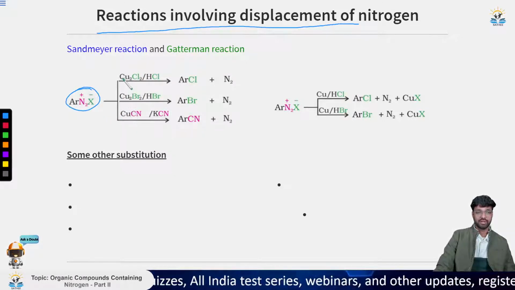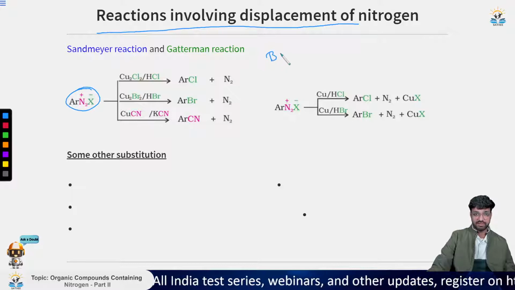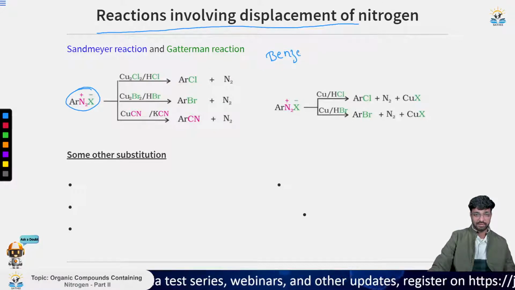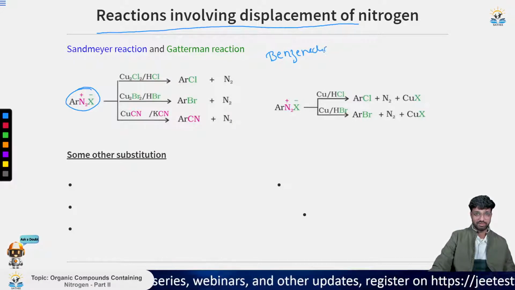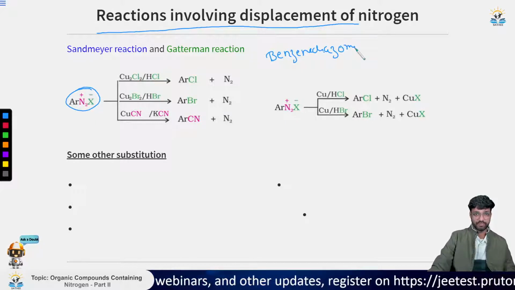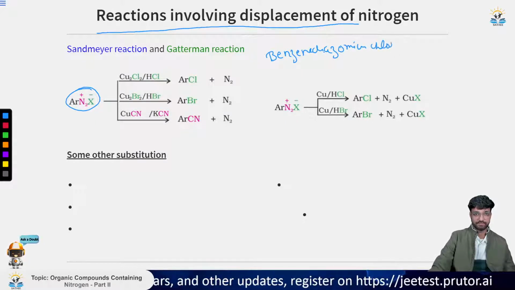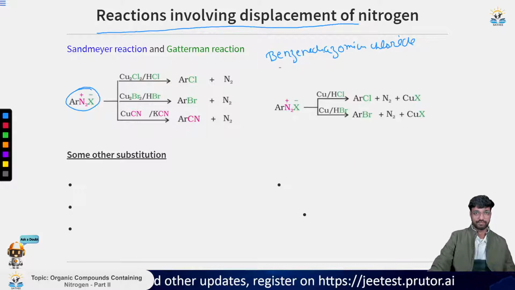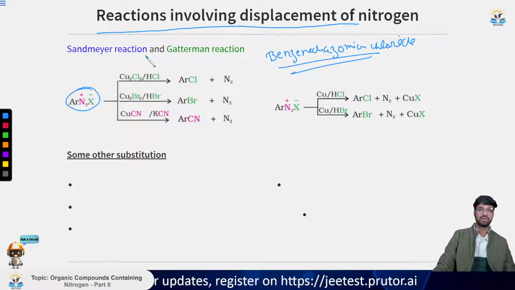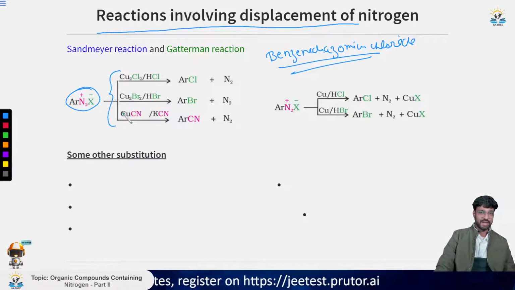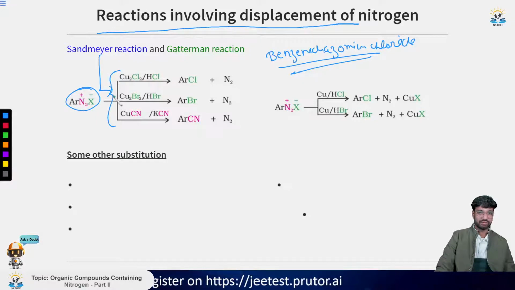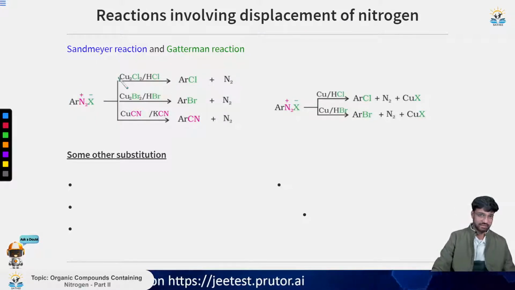Okay, or you can say specifically benzene diazonium salt, diazonium chloride. We will see various reactions of it. So these are the set of reactions that are called Sandmeyer's reaction.